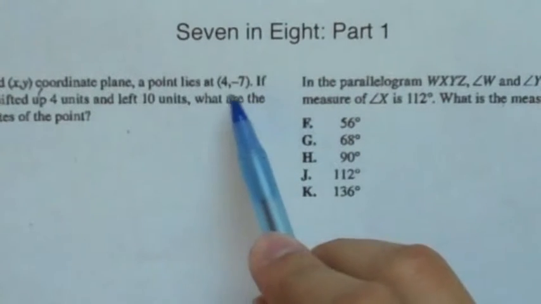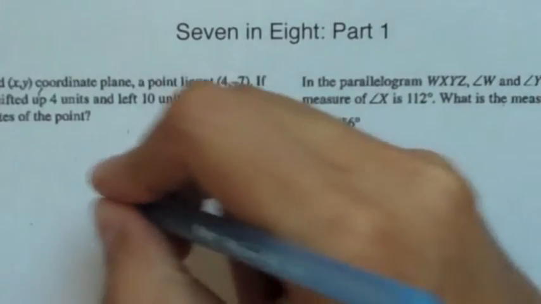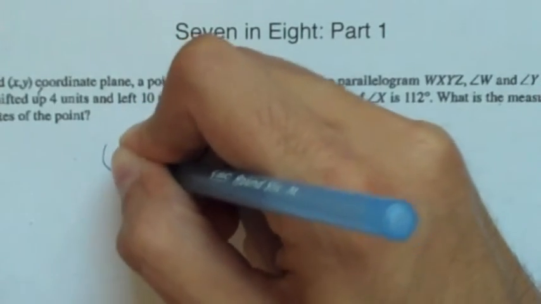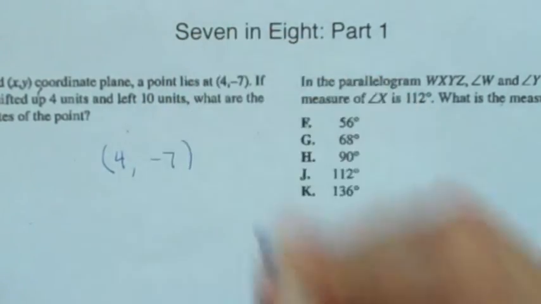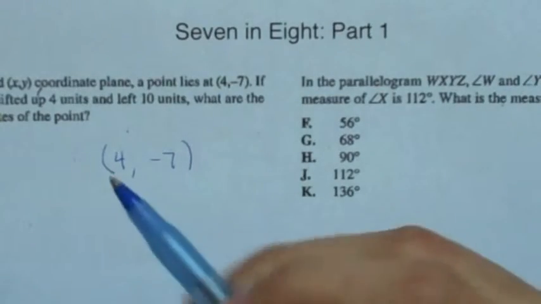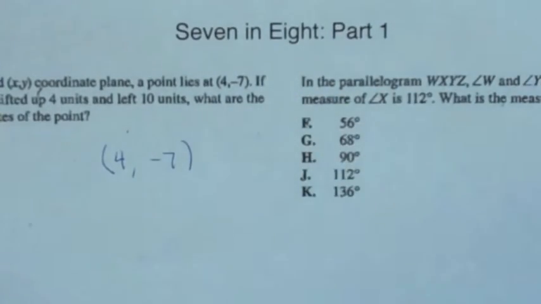Anyway, on our first question here, we have a point. And you could go ahead and plot that point, and that would be totally fine. But I'm going to show you a different way. The most logical way would be to plot your points, count up 4, left 10, find your new coordinates and be done with it.